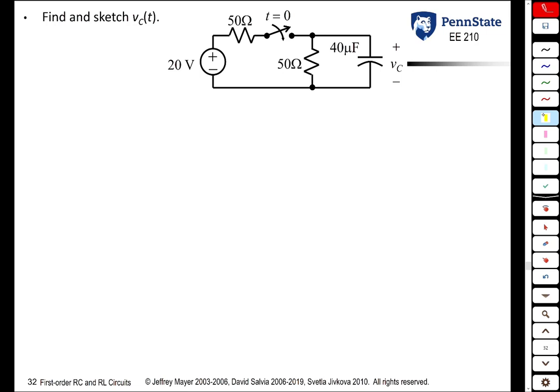So in this problem, we have a capacitor, a couple resistors, a voltage source, and a switch. The big difference from before is notice the direction of the arrow. In this case, the voltage source and 50 ohm resistor are being switched into the circuit at time 0. So our change in the circuit is at time 0, but now rather than discharging the capacitor after 0, we're actually going to be charging the capacitor. So this is a charging capacitor problem.